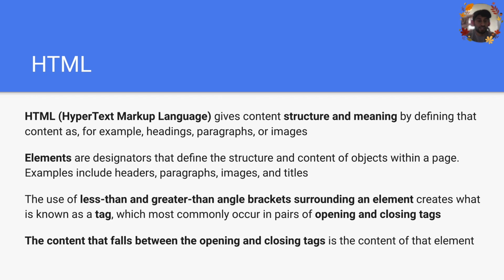It consists of a less than sign, followed by a / and the element's name, and then ends with a greater than sign. The content that falls between the opening and closing tags is the content of that element. A paragraph element, for example, will have an opening tag of less than p greater than, and a closing tag of less than / p greater than. What falls between these two tags will be the content of the p, which is the paragraph.